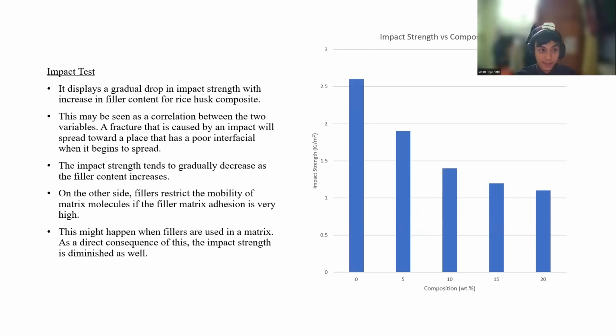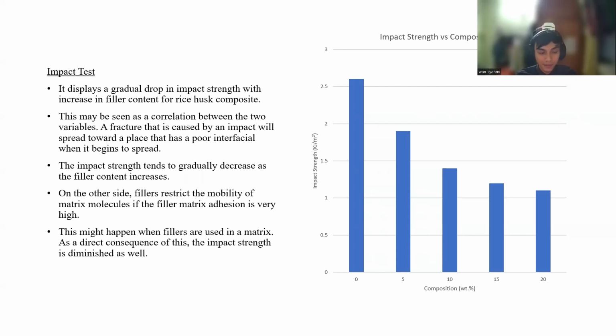For the impact test, as you can see in the graph on the right side, it displays a gradual drop in impact strength with an increase in filler content for the rice husk composite. This may be seen as a correlation between the two variables. A fracture that is caused by an impact will spread toward a place that has poor interfacial bonding when it begins to spread. The impact strength tends to gradually decrease as the filler content increases.